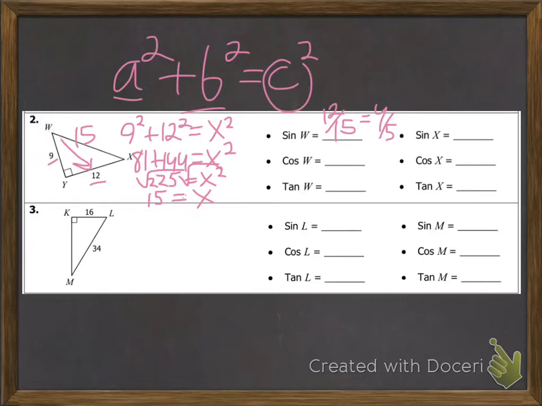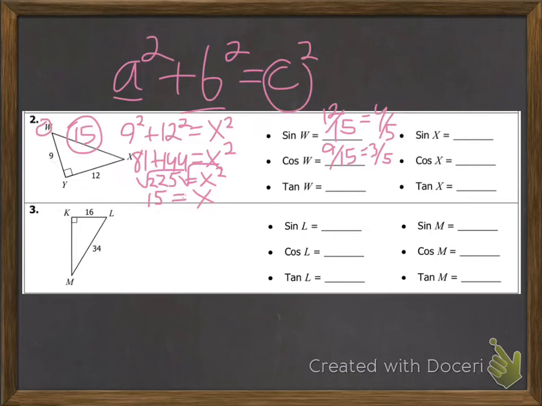Now for the cosine of W, we're still on W, that would be the adjacent over the hypotenuse. So that one is going to be 9 over 15. 3 goes into both of those yet again, and that's actually going to simplify down to 3 over 5.